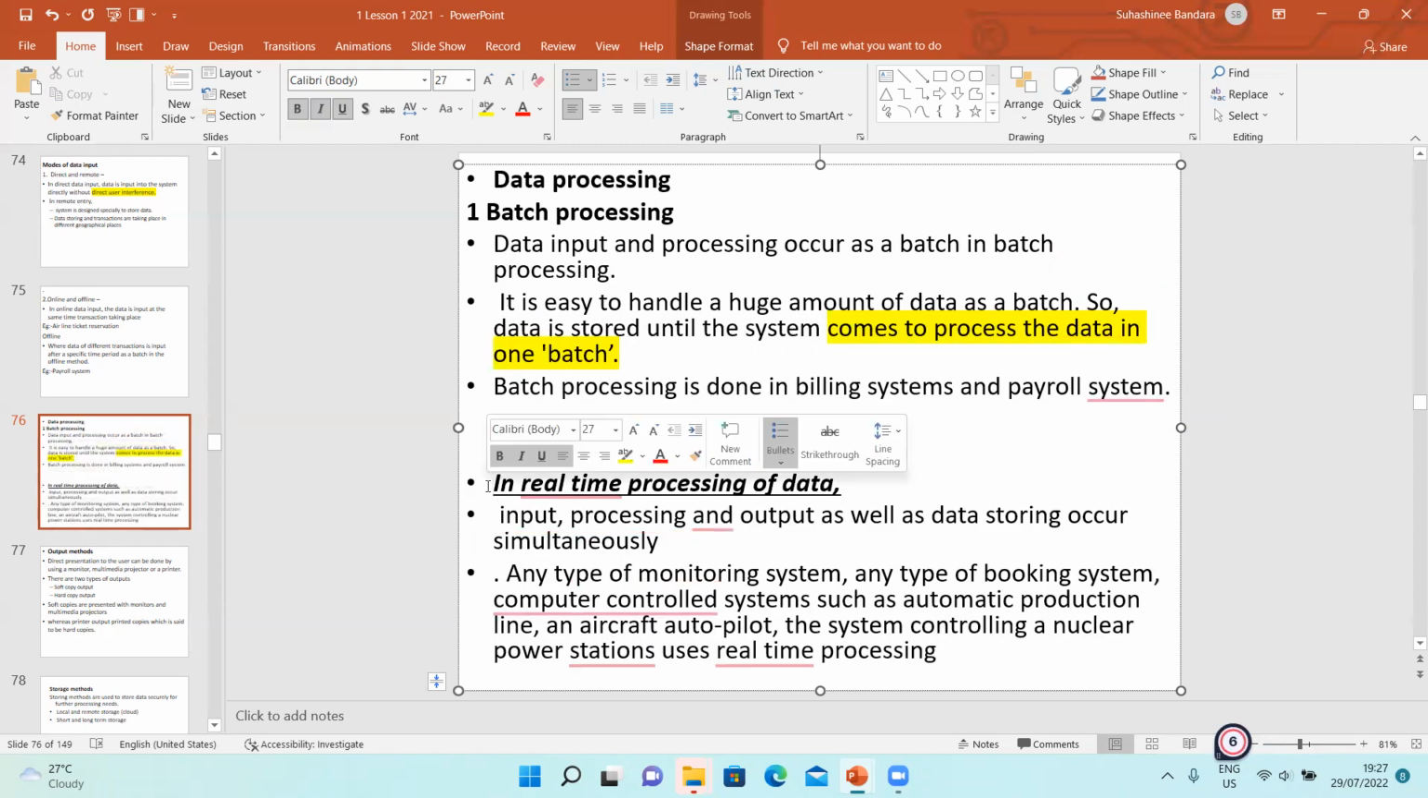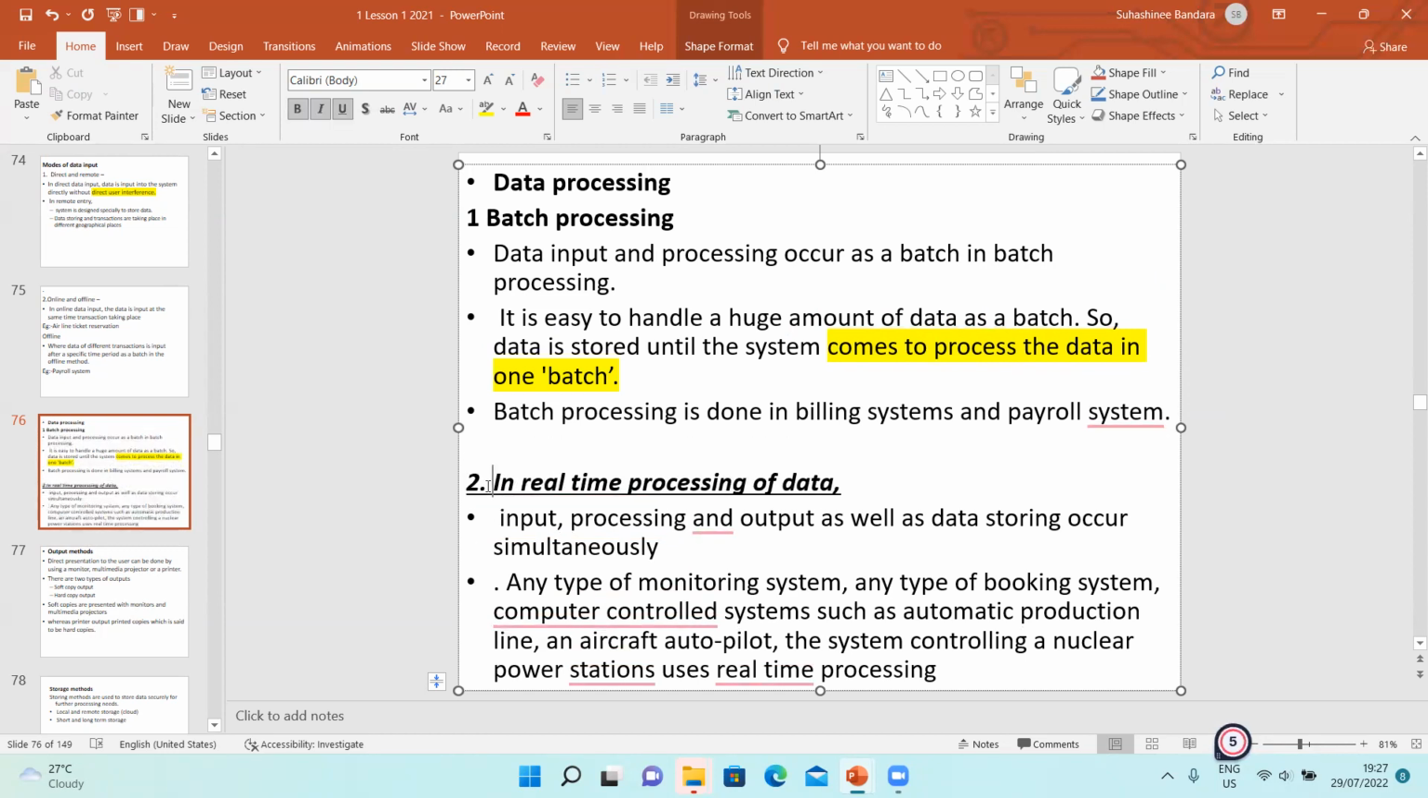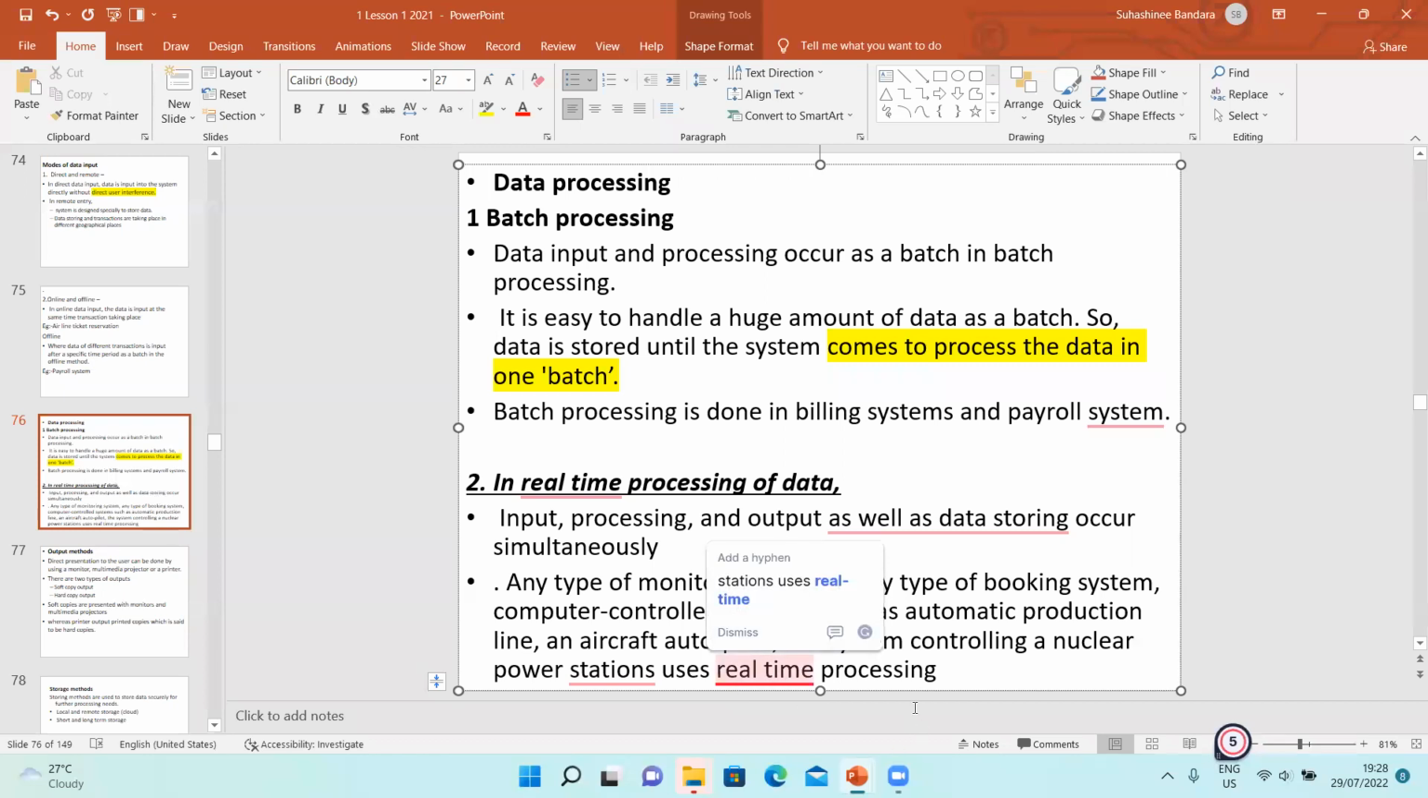Then the second one is real-time data processing. In real-time processing, input, processing, output as well as storing occur simultaneously. Input, output, process, everything is done simultaneously. Examples are any type of monitoring system, booking system, and computer control systems such as automatic production, aircraft autopilots, controlling a nuclear power station, and a traffic control system. Those are also real time.